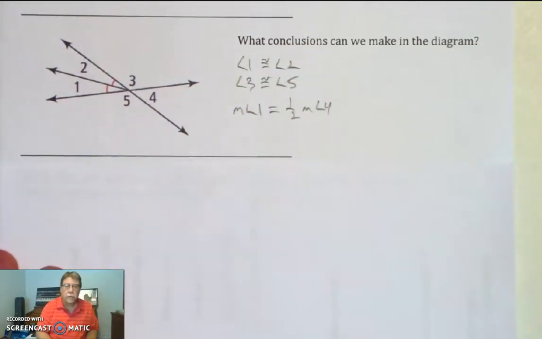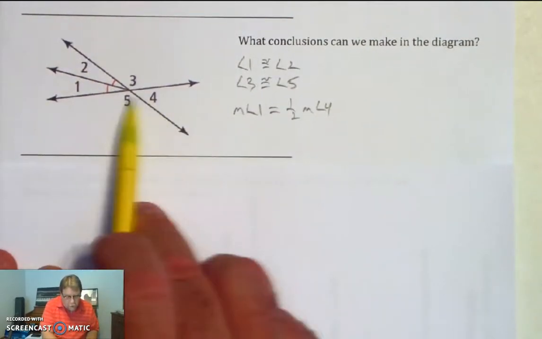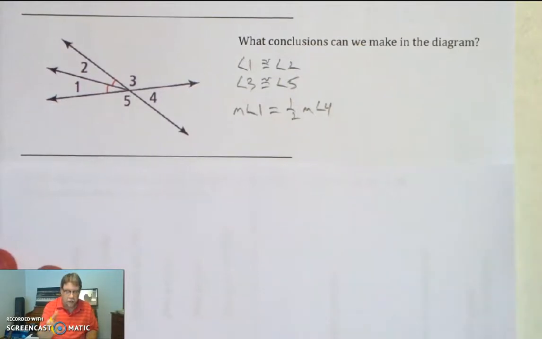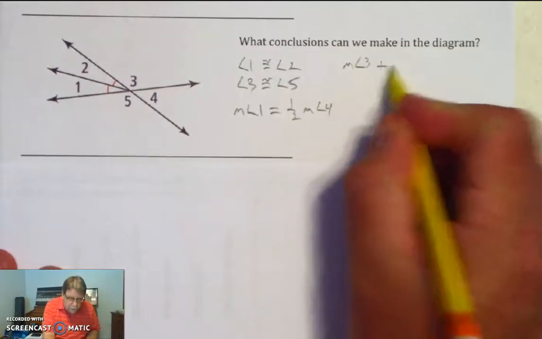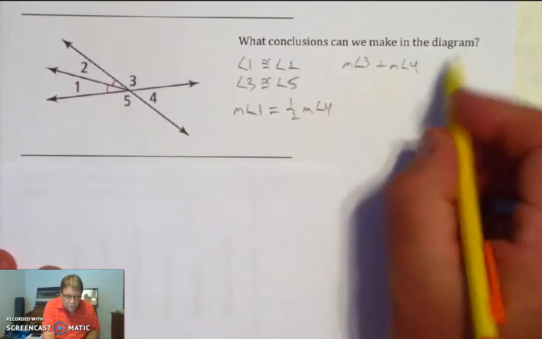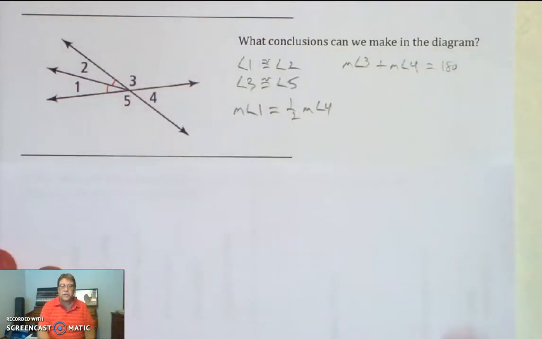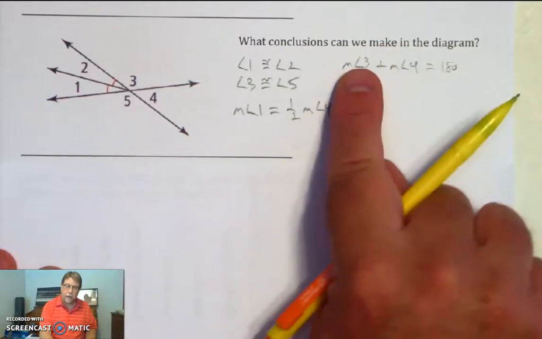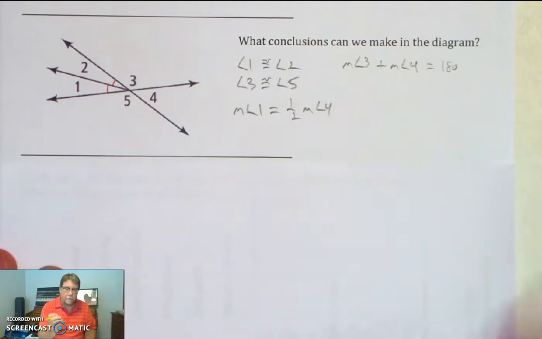One other thing I noticed, though, is we have some linear pairs. Angle 3 and angle 4 are linear pairs. What's true about linear pairs? They are supplementary. So we know that the measure of angle 3 plus the measure of angle 4 equals 180. Now, I can't just say angle 3 plus angle 4 equals 180. You have to say the measure. That's why I put the M there. It's the measure of angle 3 and the measure of angle 4. Add them together, that measurement is 180 degrees.